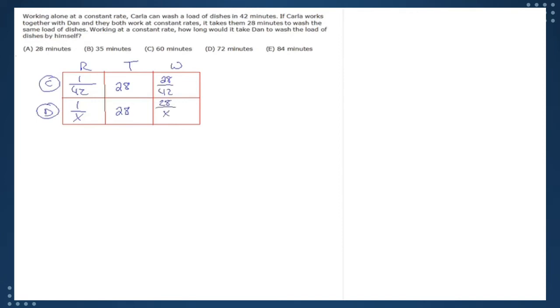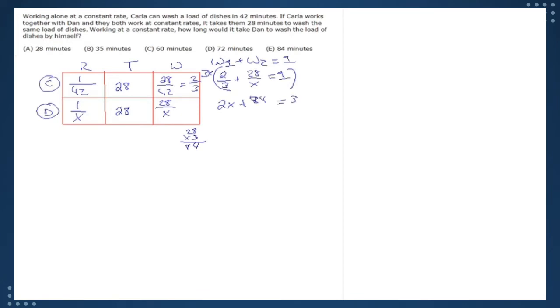So again, staying systematic, work of one person plus work of the second person equals 1 because the job is complete. Always simplify your fractions. 28/42 is equivalent to 2/3. So we have 2/3 plus 28/x equals 1. Multiply everything by 3x. 2x plus 28 times 3, and I was going to do it in my head, but I won't. That's 84.